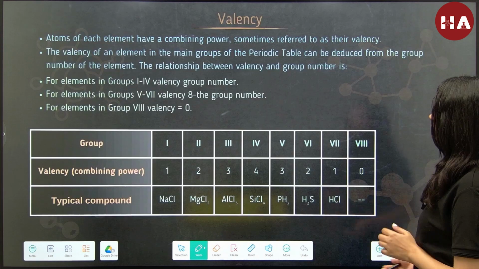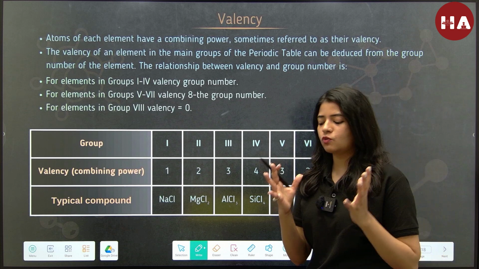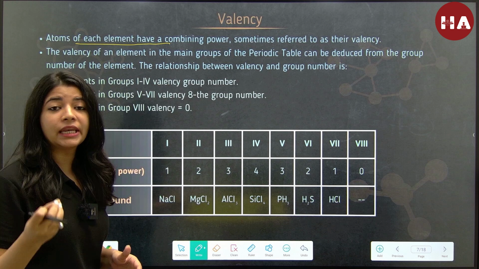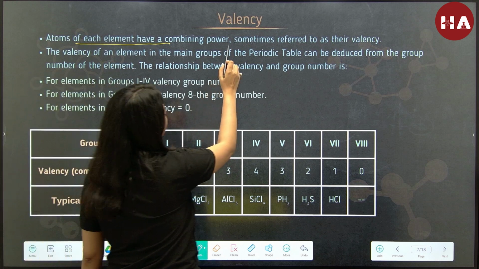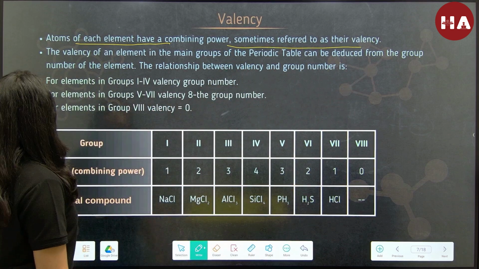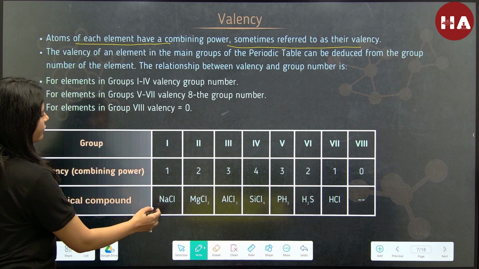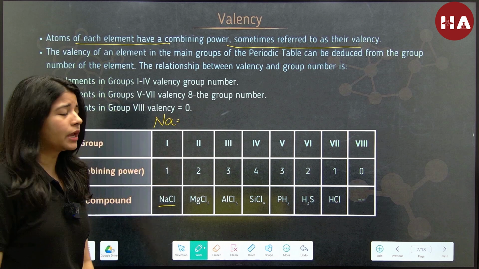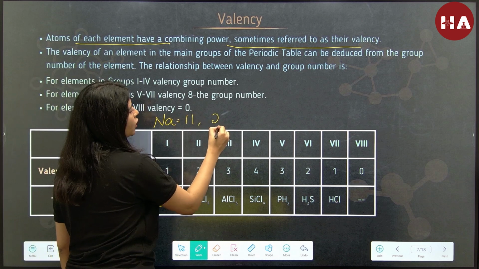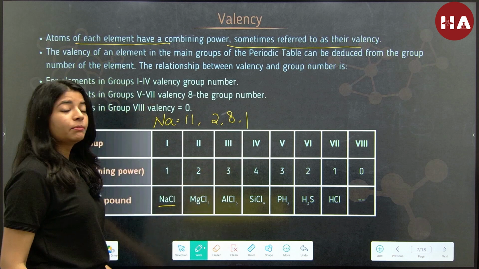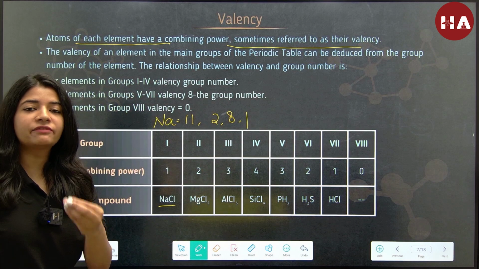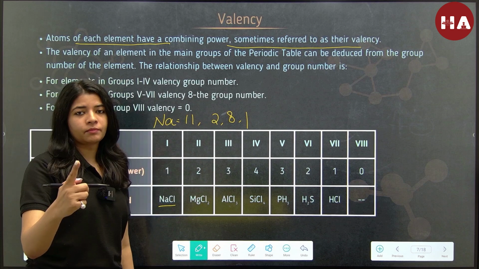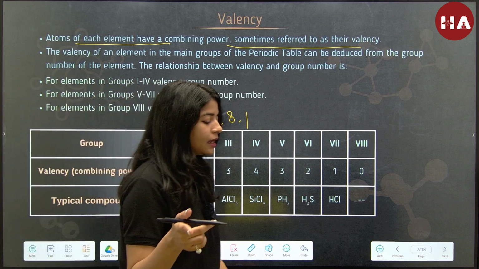Now let's move on. Okay, so let's talk about valency. Now what is valency? Atoms of each element have a combining power or combining capacity, which is known as valency. For example, the valency of NaCl. Sodium lies in group number 1. The atomic number is 11, electronic configuration is 2, 8, 1. It means it can donate 1 electron to achieve the noble gas electronic configuration, right? So I can say that its valency or combining capacity is 1.